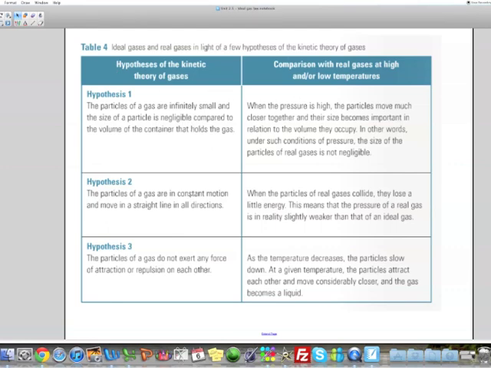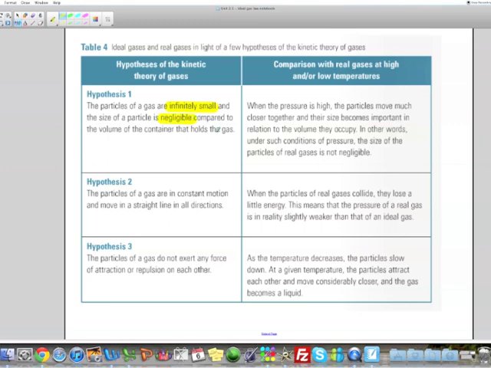I'm going to go very quickly over this just to explain the statements. It's not that they're not important, but they're not critical, and some of them, quite honestly, I don't know how they even compare to each other, but hey, listen, we'll go over them anyways. So, for the first one, we know that particles of a gas are infinitely small, right? And their size is negligible compared to the volume of the container that holds that gas.